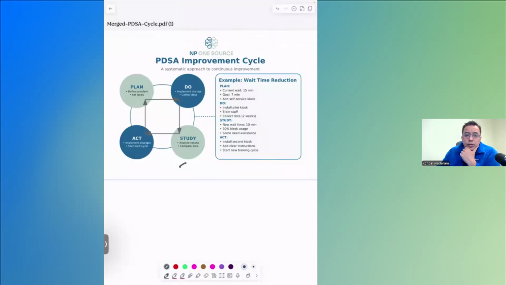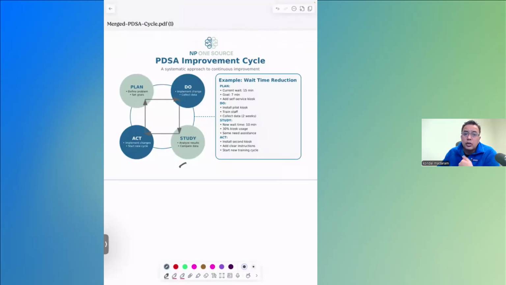Today we are going to learn about the PDSA improvement cycle. When you're working in any setting as a nurse practitioner, either an outpatient setting, an inpatient setting, or an emergency room, there will be times when you think that what you want to achieve is not being achieved in a certain process or workflow.